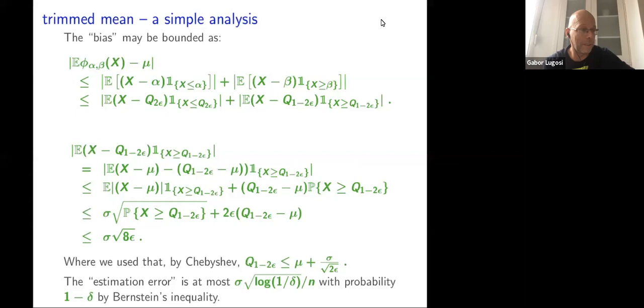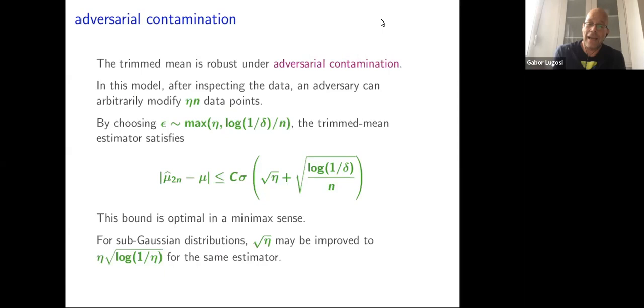Now, the beauty of the trim mean is that it is robust not only for heavy tails, but it's also robust for contaminated data, and it's robust in a very strong sense. So there's this model called the adversarial contamination model, in which an adversary can inspect the data, and the adversary is allowed to change eta times n data points in an arbitrary way. Okay, the adversary knows the estimator we want to use.